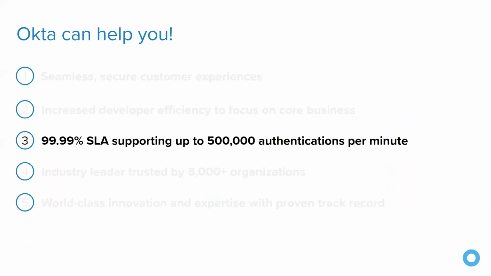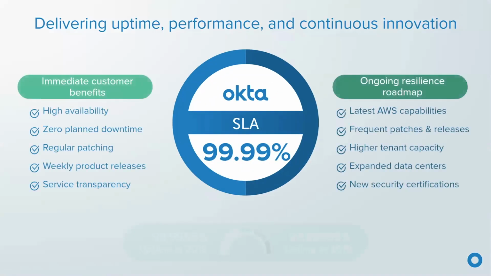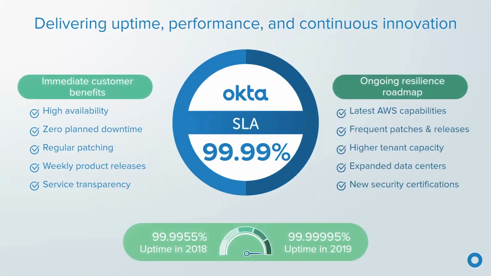The third way we can help you is that we help you provide a reliable service at scale. We just announced that we took our SLA to another level. So now we're providing 99.99% SLA. Actually, historically, we delivered even more than that in 2018 and 2019. But really, that should give you confidence in the fact that we provide a reliable service.